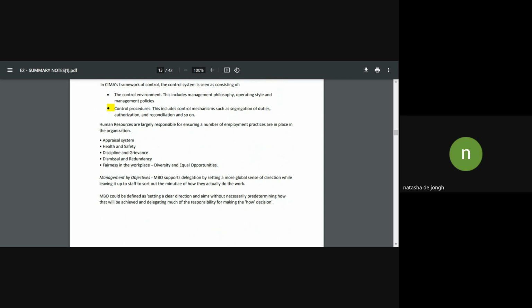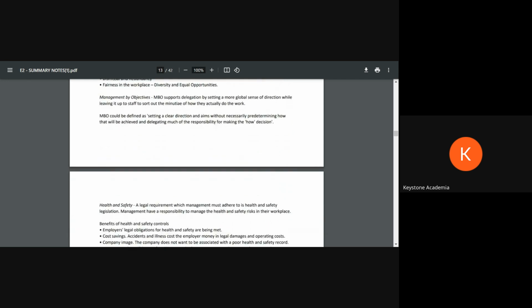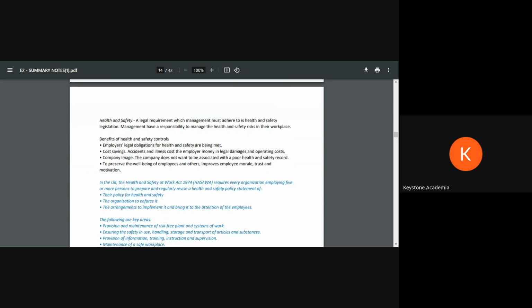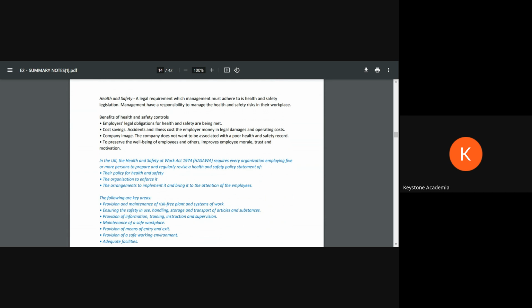Again, we are here at health and safety. Health and safety is a legal requirement which every company should adhere to. This is like building a shield that protects the employees and the organization. Okay, so this involves identifying potential hazards, implementing preventative measures for it, and also creating a culture of safety. So effective health and safety control will not only fulfill the legal obligations, but it will also contribute to business success by reducing accidents, improving morale, and enhancing the company's reputation.